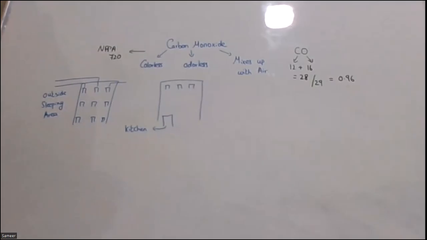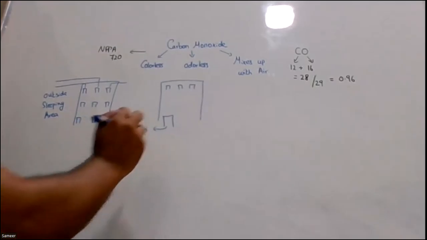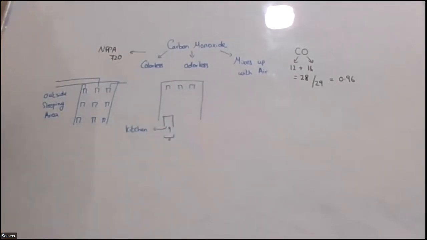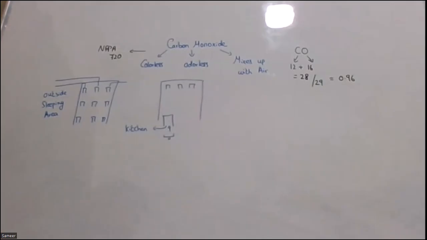So in hotels, the carbon monoxide detectors are usually installed inside the kitchens. They are installed in the kitchens where the source of carbon monoxide usually is. So from the source, if there is any leakage, they will know so that they can take appropriate actions.